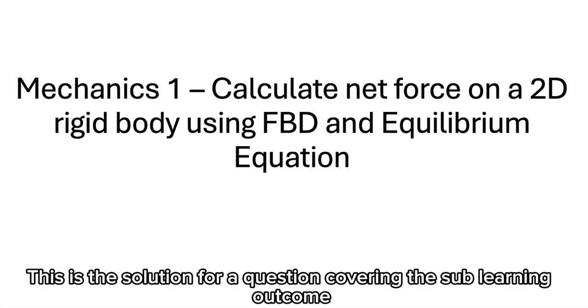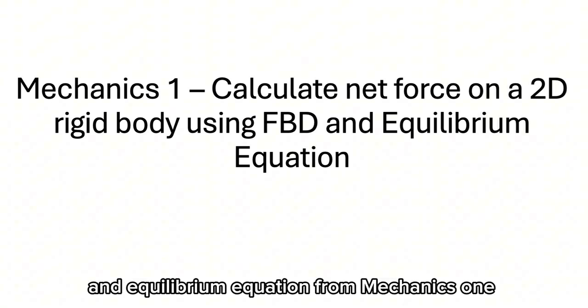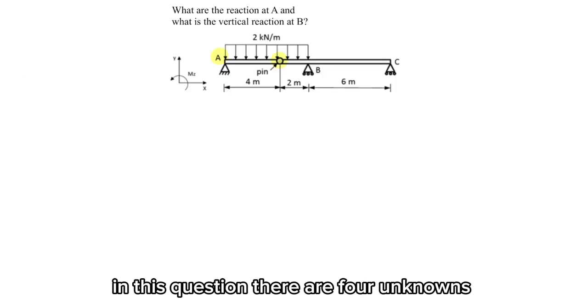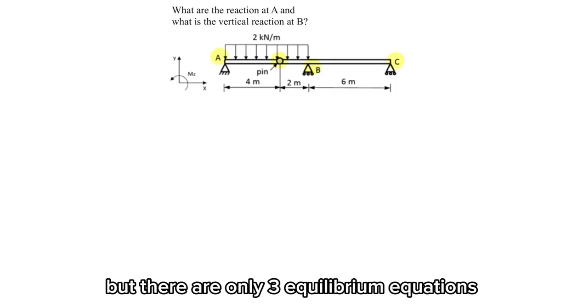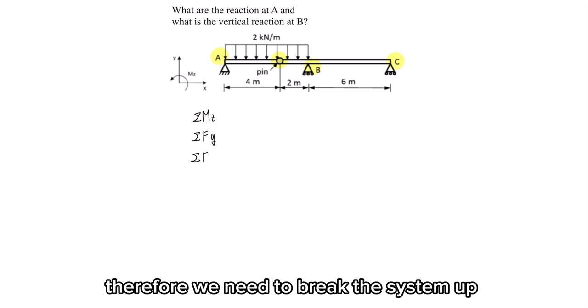This is the solution for a question covering the sublearning outcome: calculate net force on a 2D rigid body using free body diagram and equilibrium equation from Mechanic 1. In this question, there are 4 unknowns, but there are only 3 equilibrium equations, which is impossible to solve. Therefore, we need to break the system up.